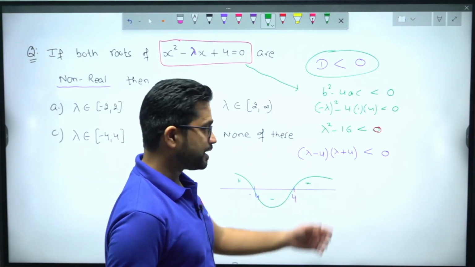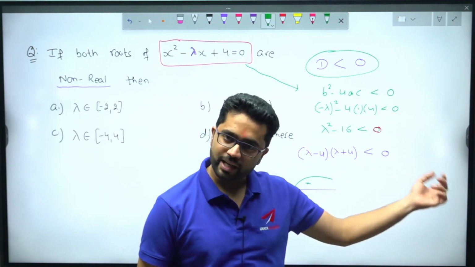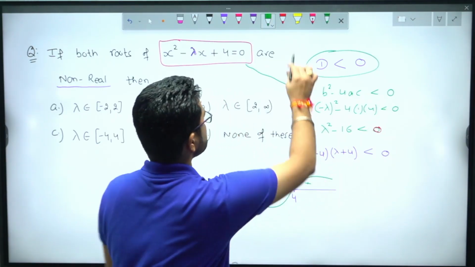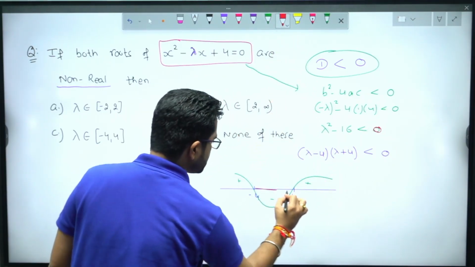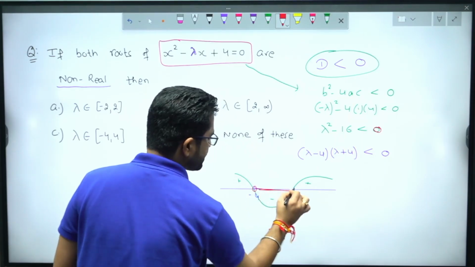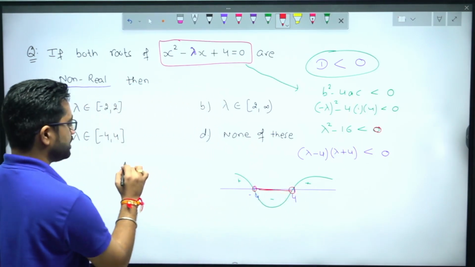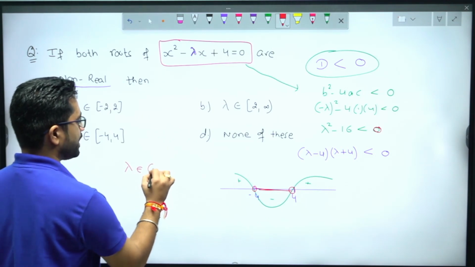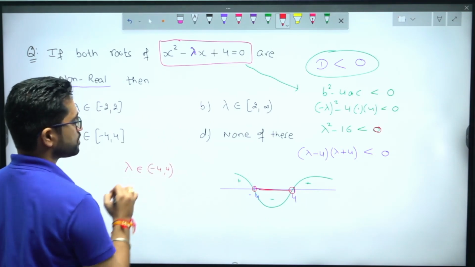And what was the demand? This expression is supposed to be less than 0. Less than 0 means negative answers. Negative answers are present here. Only negative is there. So guys, lambda belongs to what? Minus 4 to 4.